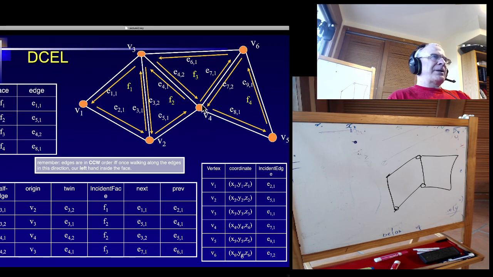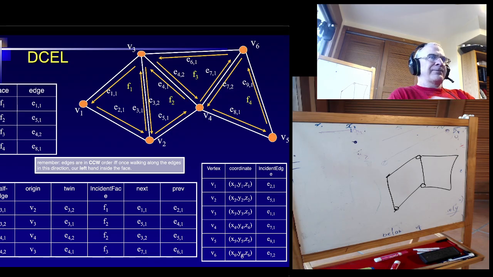Let's go back to this example. I moved back a slide. How can I find all the edges that are emerging from V4? Let's think about it. How can I find all the edges that leave V4? Because V4 itself only tells me that E71 is one of the edges that leave V4. How can I find the other three half edges that leave V4? Anybody?